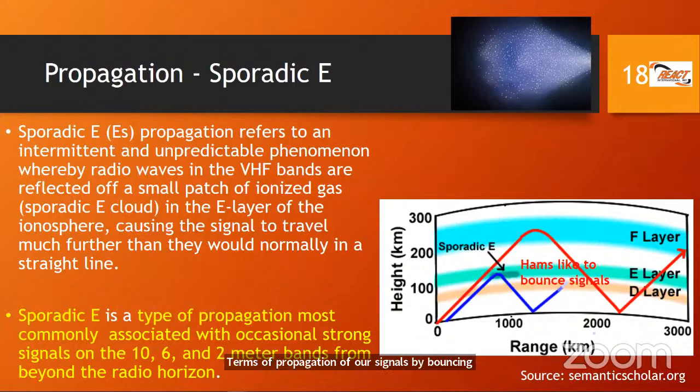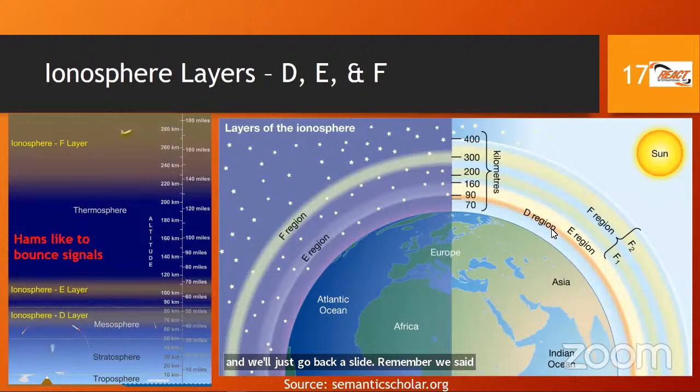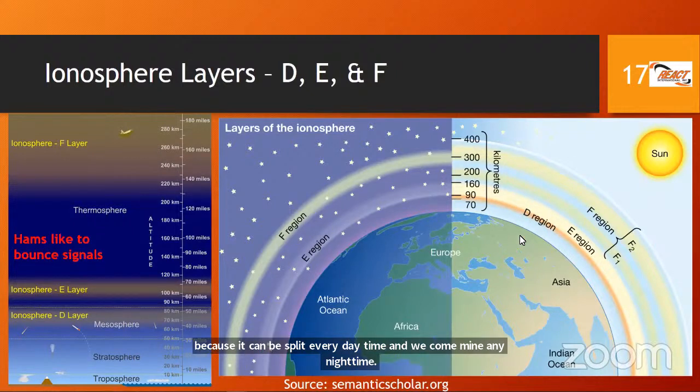The first thing that we try to bounce off of is not very predictable, so we can't say it's going to be there for us all the time, but there's a phenomenon called sporadic E. The question is, what is sporadic E? As a matter of fact, what is E to begin with? Remember we talked about the layers of the ionosphere, and we'll go back a slide. The ionosphere has different layers: the D layer, the E layer, and the F layer, and sometimes the F layer is split into F1 and F2, because it can be split during the daytime and recombined at night. So D, E, and F. Those are the layers.